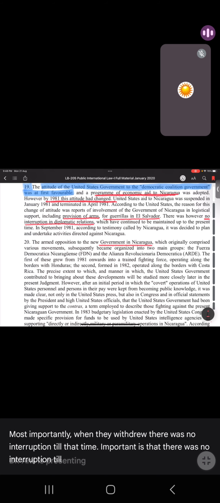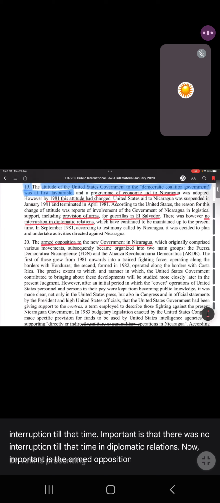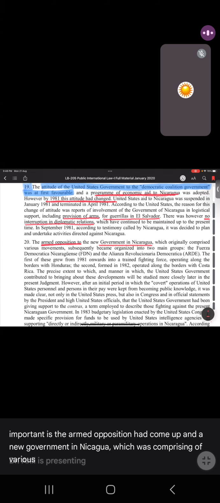And when Nicaragua's action was the provision of arms and support to guerrillas in El Salvador, that was a warlike situation, and then the US withdrew. Most importantly, when they withdrew, there was no interruption in diplomatic relations till that time. Now, armed opposition had come up, and a new government in Nicaragua, comprising various movements, had come up. Till now, no issues were emerging.